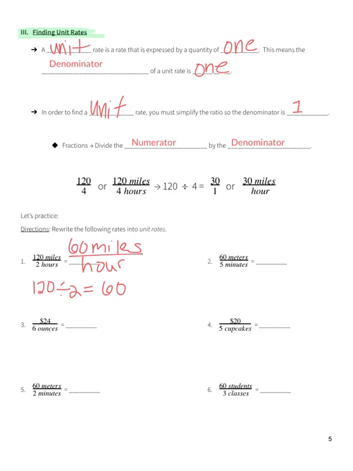So what you're going to do right now is pause the video, and I want you to do all of these on your own. All you're doing to find the unit rate is dividing the numerator by the denominator.